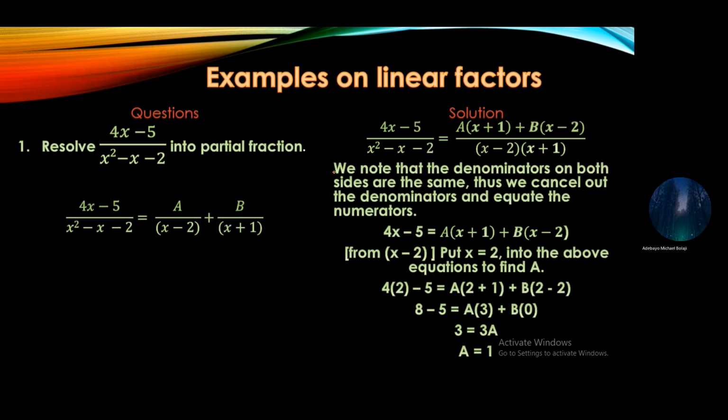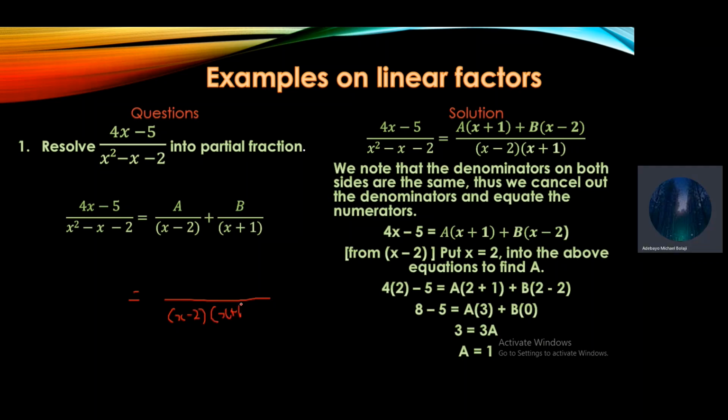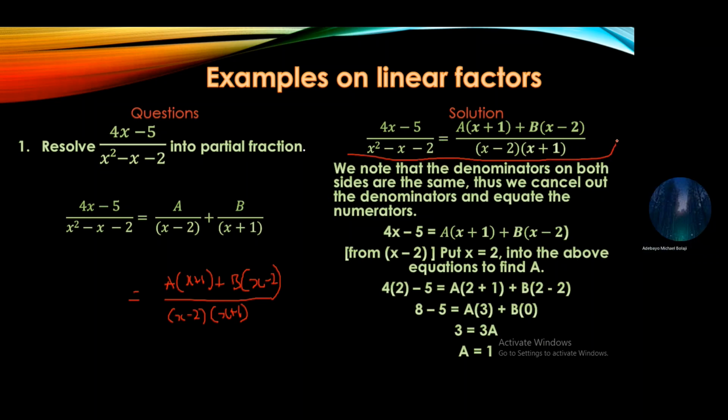Let's continue. Now, how did we get this? It's very, very simple. What we did was find the LCM of x minus 2 and x plus 1. Of course, the LCM of x minus 2 and x plus 1 is x minus 2 times x plus 1, right? Now, dividing this with this, x minus 2 cancels x minus 2. What do we have left? We have A into bracket x plus 1. We know how to do this. And for B, we will have B into bracket x minus 2. And that's how we got this. Is that okay?